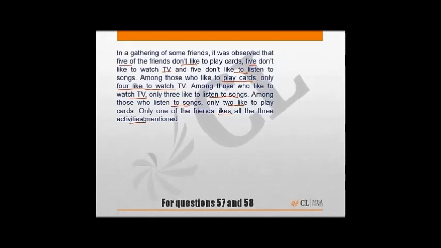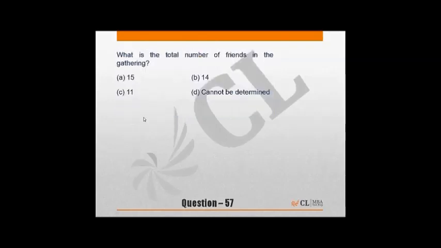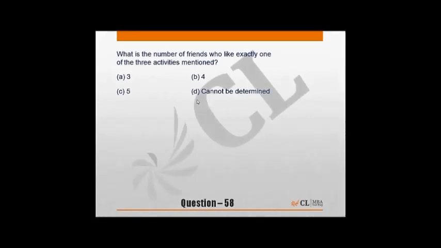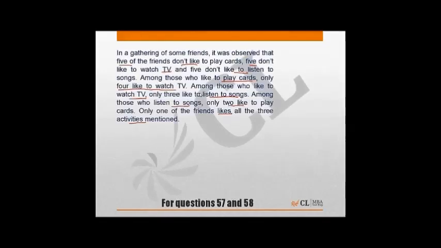Let's quickly have a look at the questions. Question 57, what is the total number of friends in the gathering, and there is a choice called insufficient data. And question 58, what is the number of friends who like exactly one of the 3 activities mentioned. Question 58 again has a choice called cannot be determined. Okay. So let's try solving the question. At this point of time in this set of data, the choices and the question are not helping us much, but let's jot down the basic data and then see if we can make use of it.